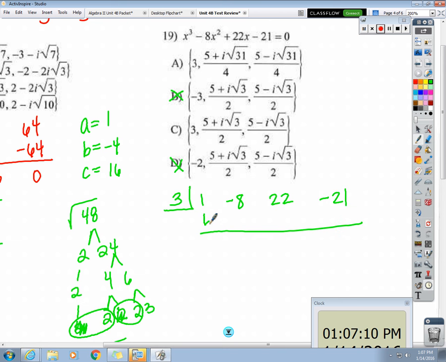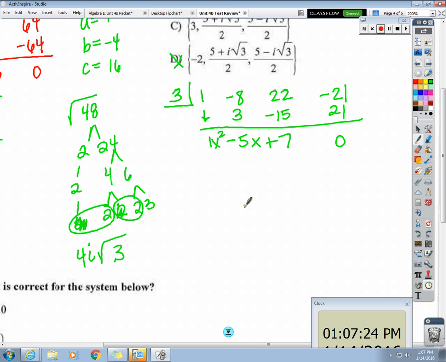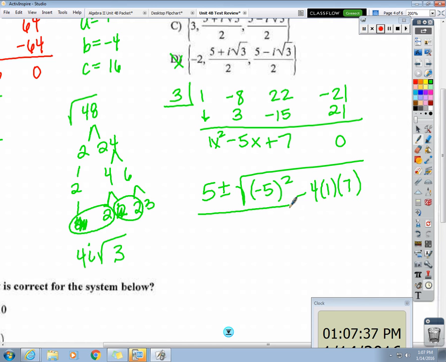Okay, then I'm going to go quickly. I bring down the 1, multiply by 3, that becomes 3, -5 plus 3 becomes -2, that becomes -6, 22 minus 6 becomes 7, that becomes 21, remainder of 0. 1x squared minus 5x plus 7 can't be factored, so you must do the quadratic formula. So that will be 5 plus or minus the square root of -5 squared minus 4 times 1 times 7. Go ahead and be working on the discriminant for me. All over 2 times 1, which is 2.